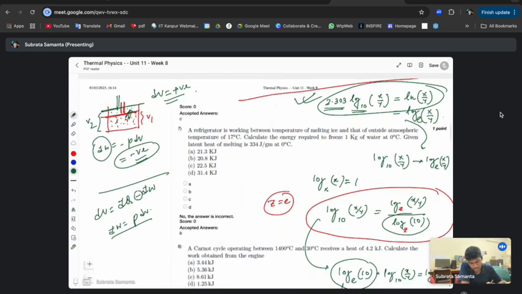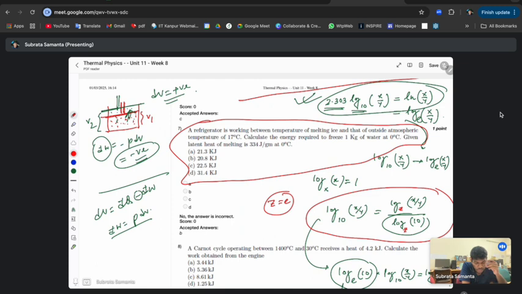Okay, so now I move to the next one, problem number 7. It's basically a refrigerator working between the temperature of melting ice and that of the outside atmospheric temperature, 70 degrees centigrade. Melting ice means 0 degrees centigrade, right?